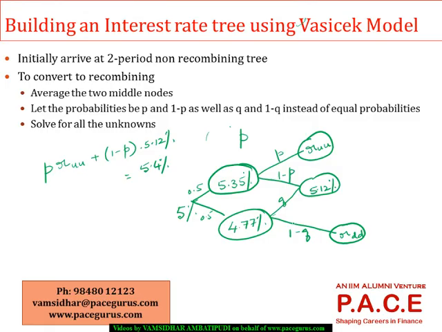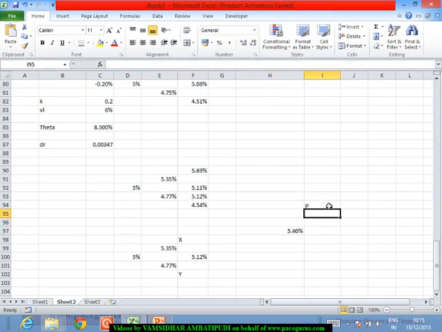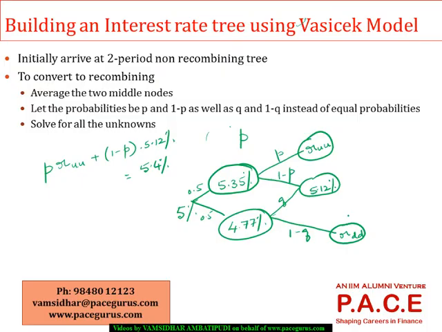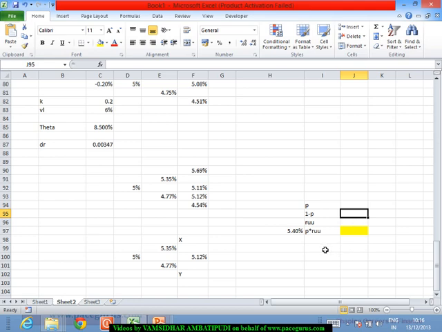Let me assume P as some value, 1 minus P as something, and RUU as something. So this is the value of P times RUU, and 1 minus P times 5.12%. My equation here is P times RUU plus 1 minus P times 5.12% is equal to 5.4%. Depending on what P I am giving and what P times RUU I am getting, this has to become equal to 5.4%.